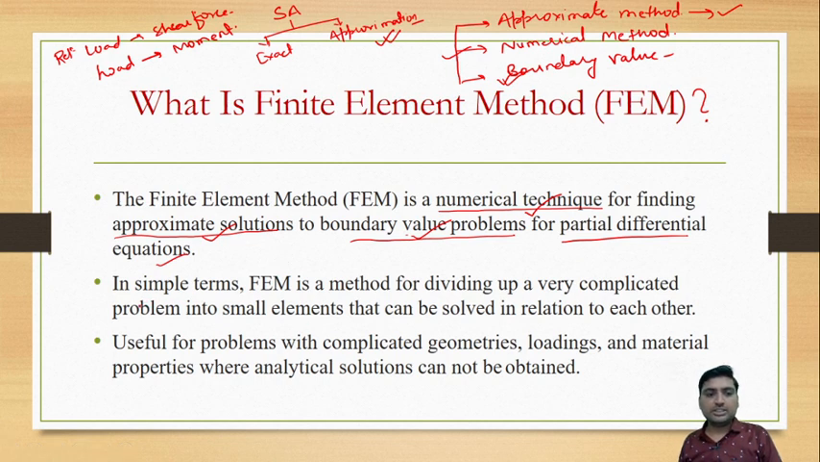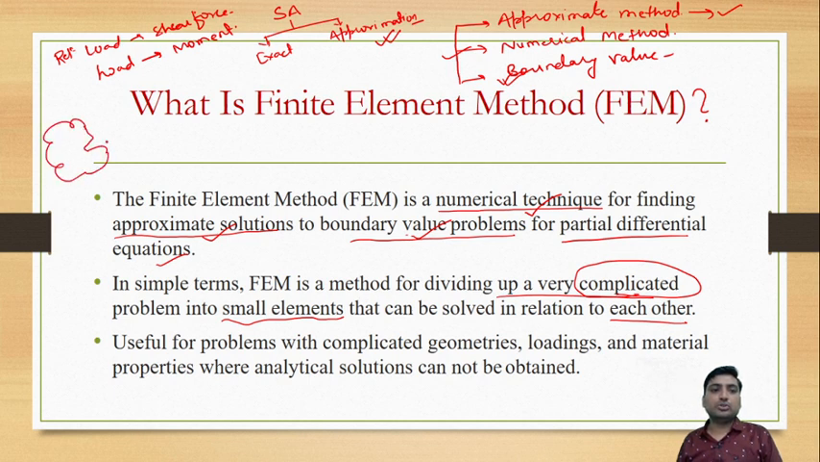Now the second point you can see here: in simple terms, FEM is a method for dividing up a very complicated problem into small elements that can be solved in relation to each other. So what is the advantage? This is the advantage of this subject, that we can solve very complicated problems also. Suppose I have given a structure like this. Is it possible to solve it by using a structure analysis method? It will be very complicated to solve this type of structure by using the structural analysis methods.